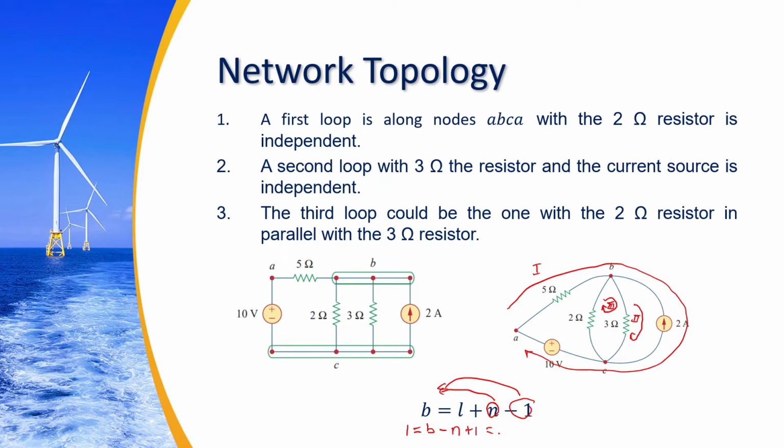So, ilan ba kanina yung branch natin? Meron tayong 5. Ilan ba yung nodes natin? Meron tayong 3. So, plus 1. So, therefore, 5 minus 3, 2, plus 1 is 3. So, meron tayong 3 loops.